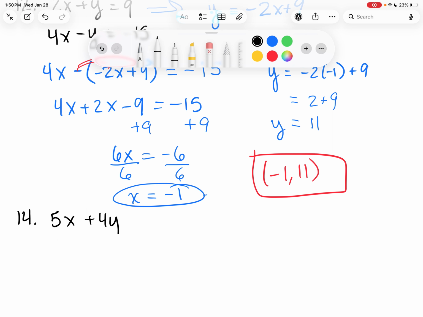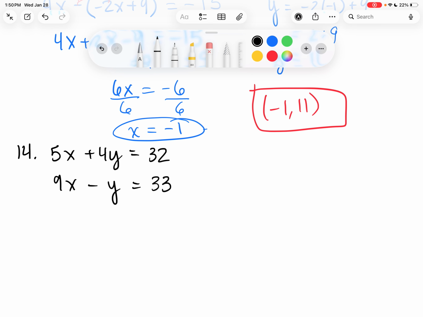Number 14: 5x plus 4y equals 32, and 9x minus y equals 33. I will let you do one on your own in just a second, but I wanted to show this one first. All right, so again, I don't have a y already or an x already by itself, but I do see that this y just has a negative in front of it, so I would get this one by itself. It'll be easier. Not that I can't do the other ones, but I don't like fractions, so I'm going to try to avoid that. So I'm going to subtract 9x.